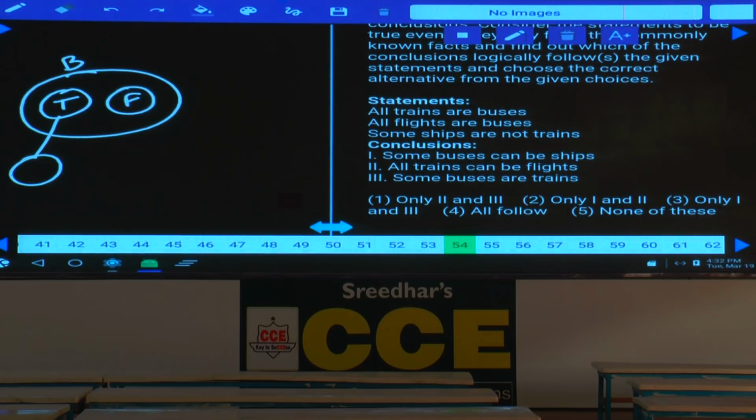Then some ships are not trains, hence I am writing this ship like this. Are you following this one or not? Maybe there is a case wherein most of the people will write this some not like this. Some ships are not trains, you should have written it like this.